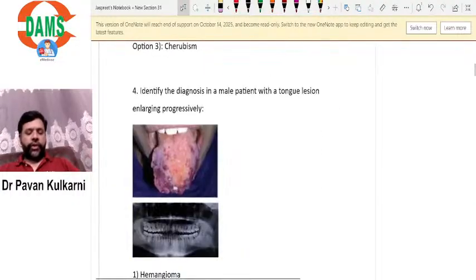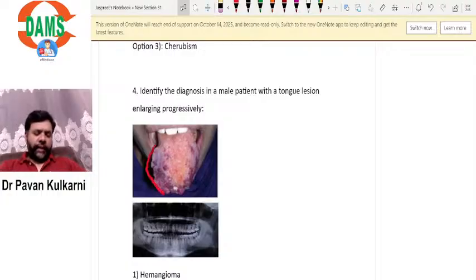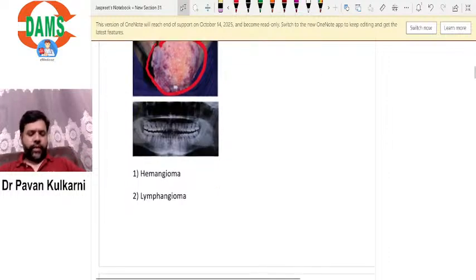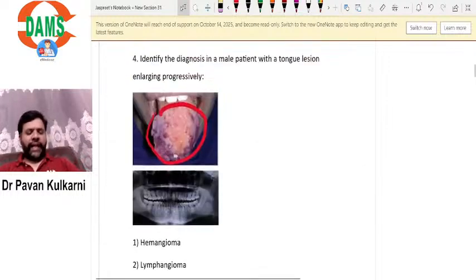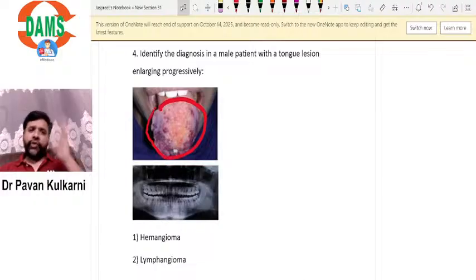Now let us move to the fourth question. Identify the diagnosis in a male patient with a tongue lesion enlarging progressively. If you typically see this lesion here, the tongue is enlarged. So whenever we see tongue enlargement, it could be hemangioma, it could be lymphangioma. But for hemangioma, tongue is not the most common site. For lymphangioma, tongue is the most common site. And if you see carefully, the lesions are multiple small lesions which are fluid filled.